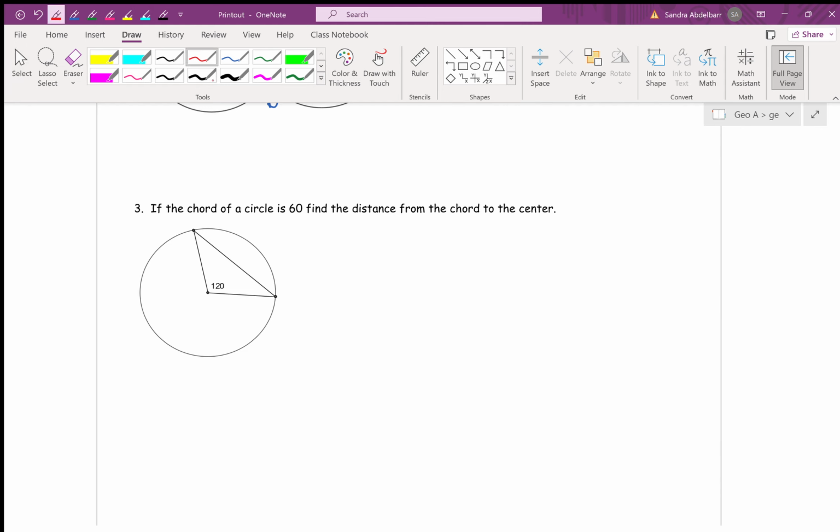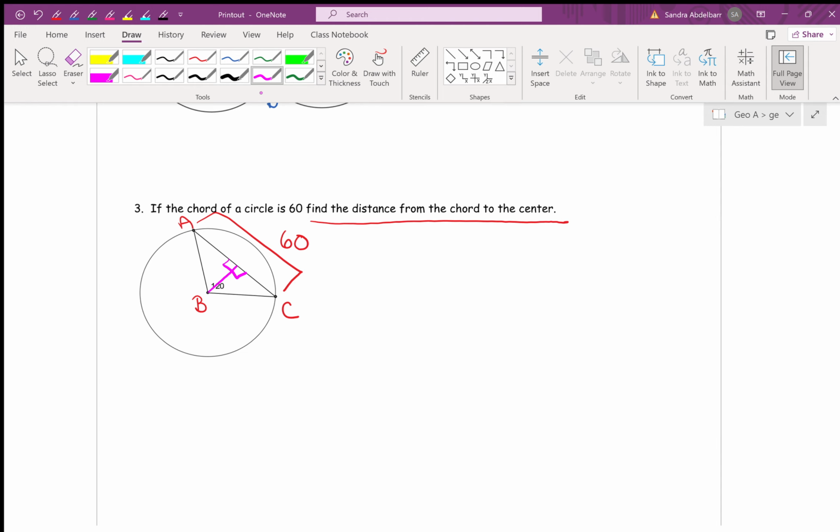So, read it again. If the chord of a circle is 60, let's call this A, B, C. Which segment are they saying is 60? AC is 60. And they're saying find the distance from the chord to the center. What do I need to draw? Anytime they ask the distance from the center to a chord, I always have to draw the same thing. What do I need to draw? A perpendicular. You got it. So I'm going to go ahead and draw my perpendicular.